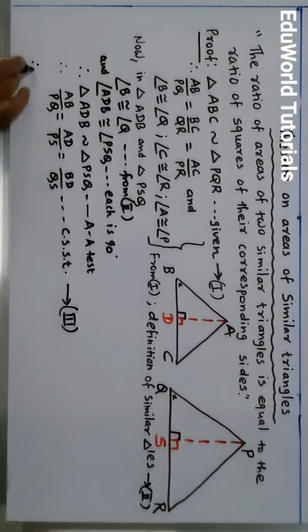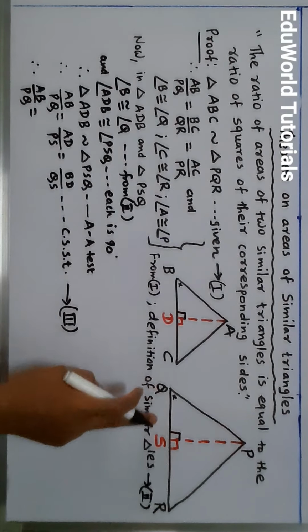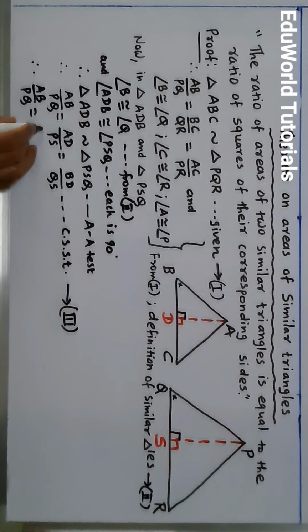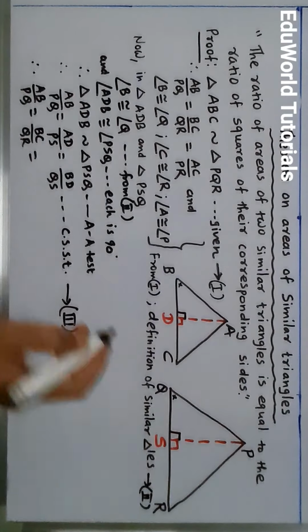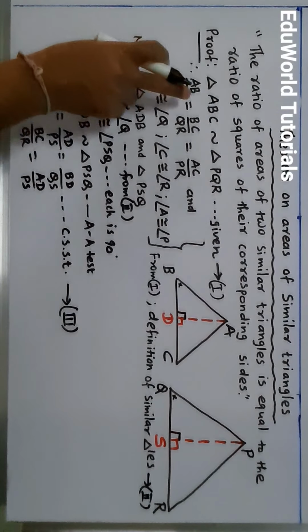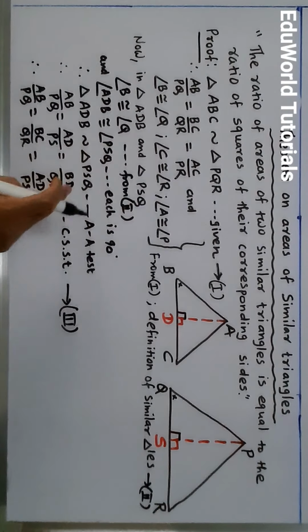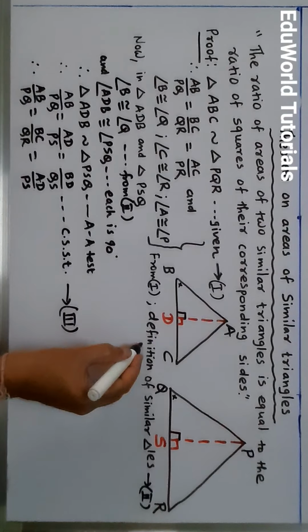So finally what can we get? Finally we can get AB upon PQ is equal to BC upon QR, and that is equal to AD upon PS. So what I did: AB upon PQ is equal to BC upon QR I took from here, and AB upon PQ is equal to AD upon PS I took from here. And why these ratios only? What about the other ratios? Why have I not taken other ratios? Because you will come to know when we complete the proof here.